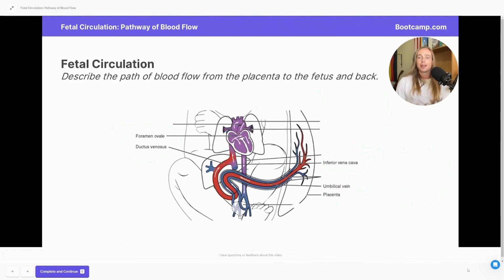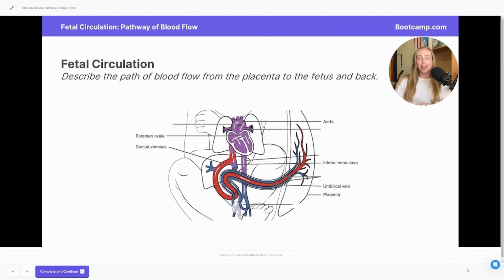From the right atrium then, it's going to pass through a small hole known as the foramen ovale into our left atrium. From here, the slightly oxygen-rich blood is going to enter our left ventricle where it's then going to be ejected into the aorta. Once in the aorta, this blood can then go nurse the developing fetal brain.